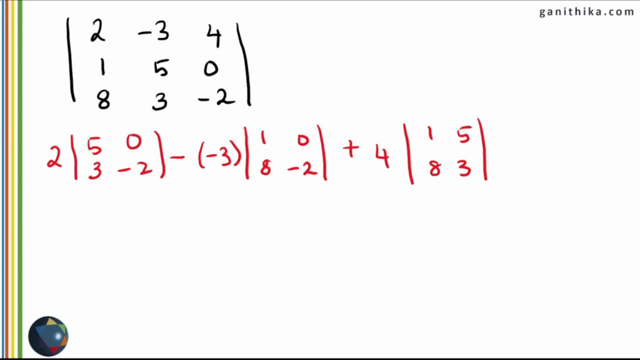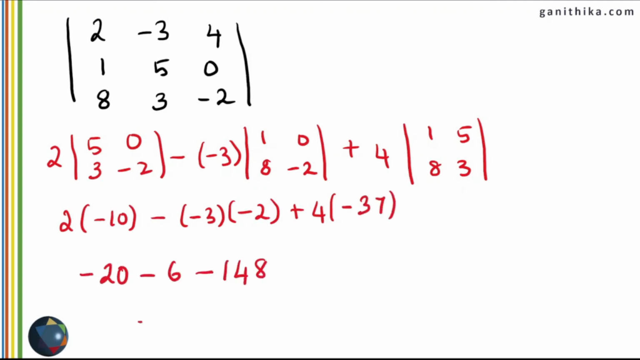Then it is add. The third number in the first row is 4. If it was a negative number, you have to add the negative number, which becomes subtraction. Therefore be careful. The first is as it is from the determinant, then it is subtract, then it is addition. Plus 4 times the determinant is 1, 5, 8, 3. Simplifying this further, you can see that the value of the determinant is negative 174.